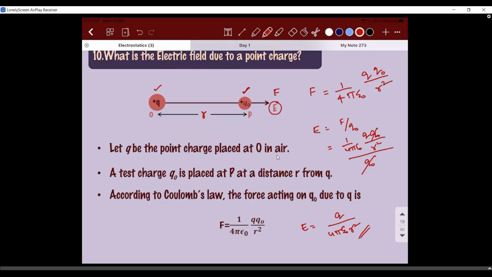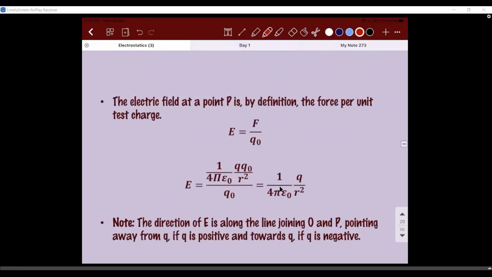Online days, am I clear? Harini, are you able to understand? Done. Right. So write down this part. There is a mathematical equation Q divided by 4 pi epsilon naught R square.